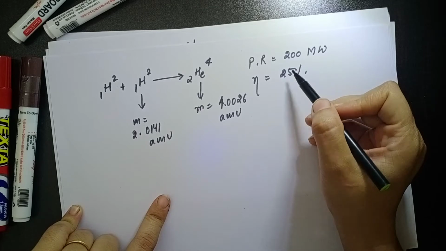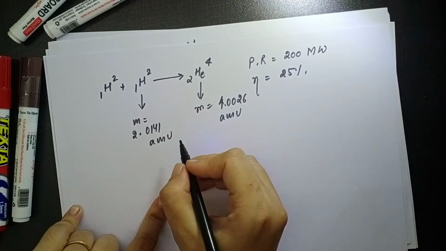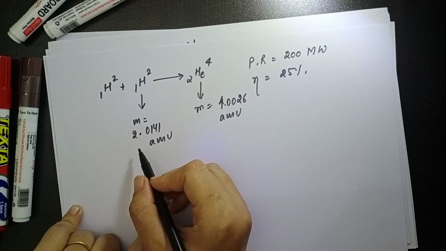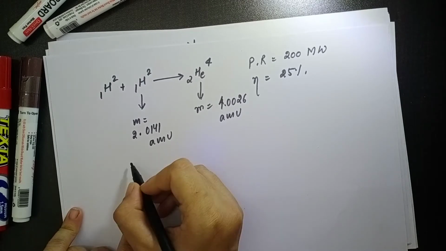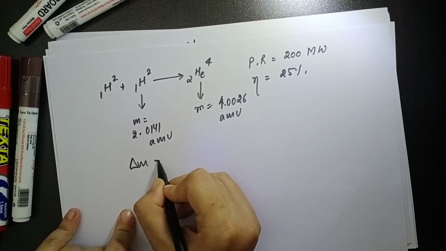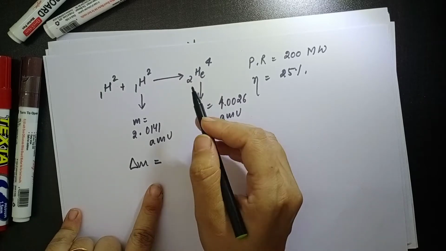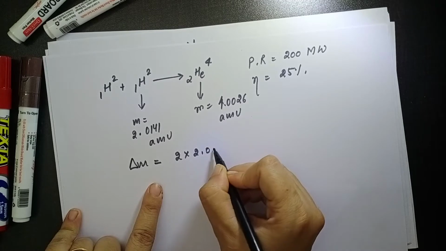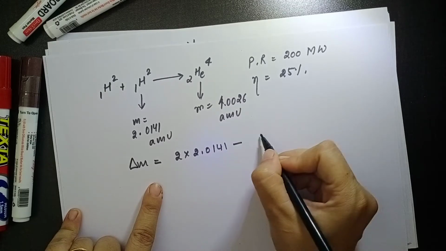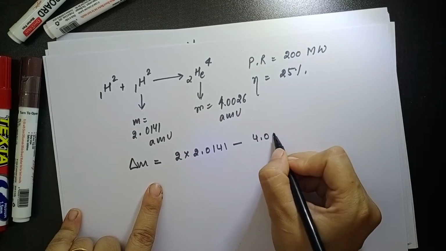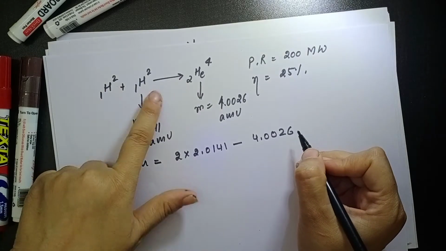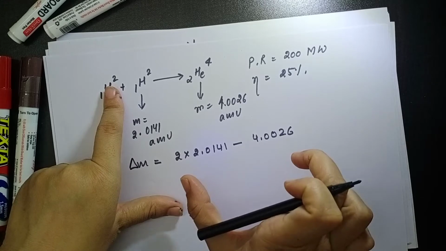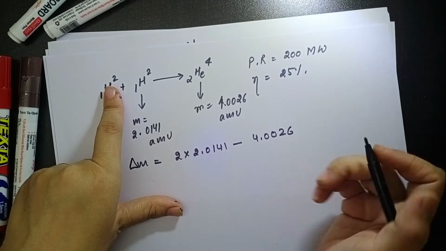That means the reactor must be producing 200, but it must be using more than that. So 75% of the energy is getting wasted. Now let's start. The mass defect in this problem is the mass of the reactants, that is 2 into 2.041, minus the mass of the products. Remember, the mass of the reactants will always be greater. The products have less mass because the extra mass goes into energy.